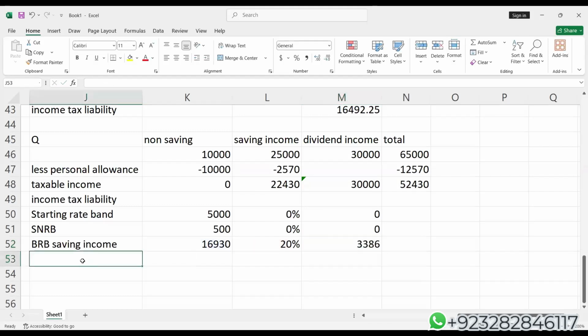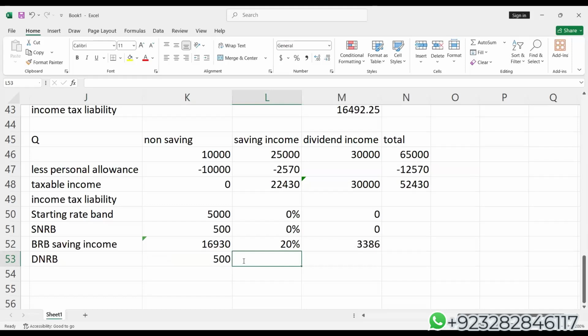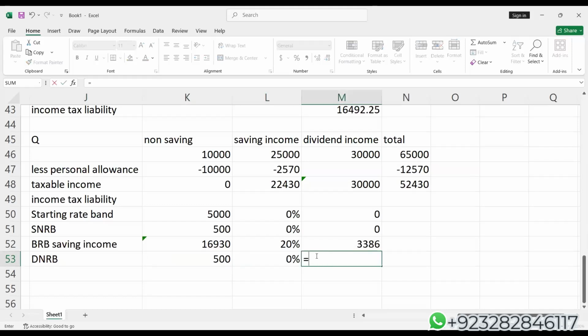Now we'll move towards dividend income. If you recall, when it comes to dividend income, every individual gets a nil rate band of £500 irrespective of their tax paying status. So the dividend nil rate band is £500. Let's see what we are getting: 0.